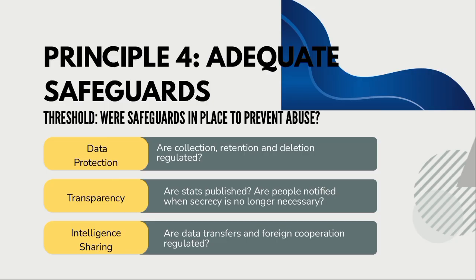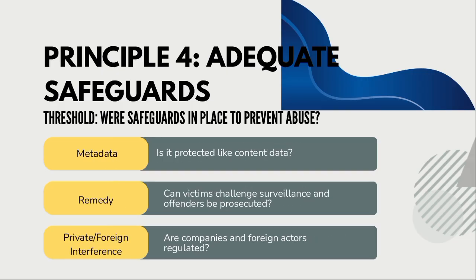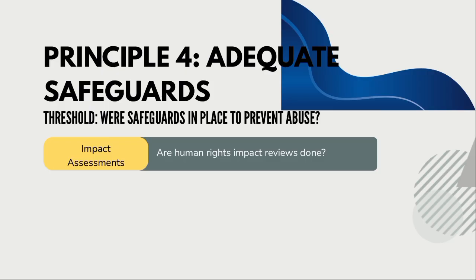Transparency. Are statistics published? Are people notified when secrecy is no longer necessary? Intelligence sharing. Are data transfers and foreign cooperation regulated? Metadata. Is metadata also protected like content data? Remedy or access to remedy. Can victims challenge surveillance and offenders be prosecuted in a court? Private foreign interference. Are companies and foreign actors also regulated in the same way? Impact assessments. Are human rights impact reviews done before a surveillance method is deployed for the first time?